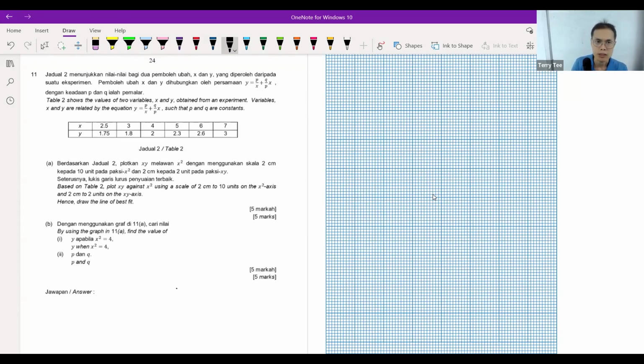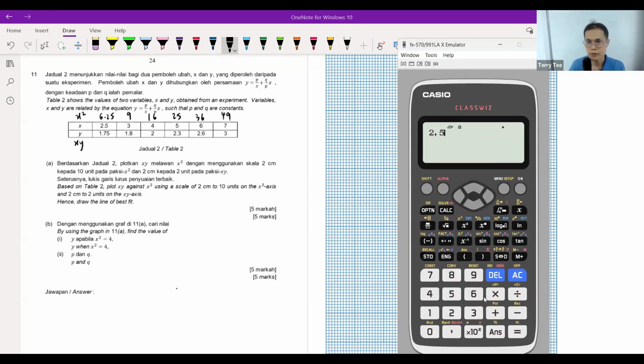So number one, we need to recalculate what is your x squared and what's your xy? If your x is 2.5, 2.5 squared is 6.25. Can you use your calculator? 3 squared is 9, 4 squared is 16, 5 squared is 25, 6 squared is 36, 7 squared is 49. So for xy, I'm going to use my calculator here. I take 2.5 times 1.75. That will give us 4.375. But you don't need such an accurate answer. 2 decimal point is more than enough. So I'm going to take 4.38.